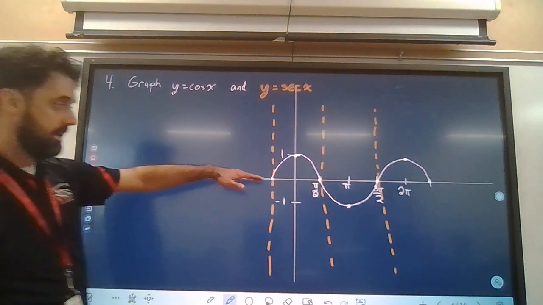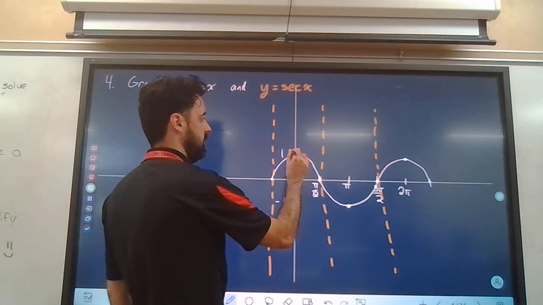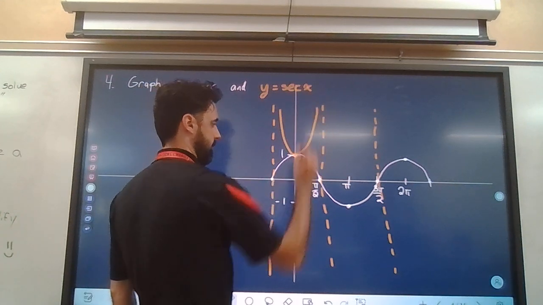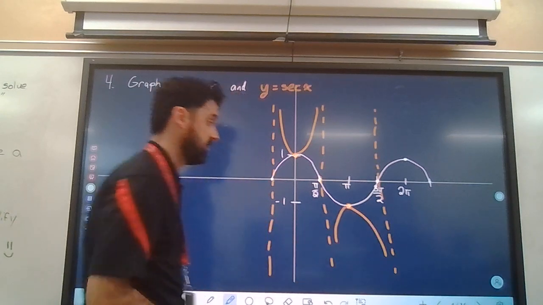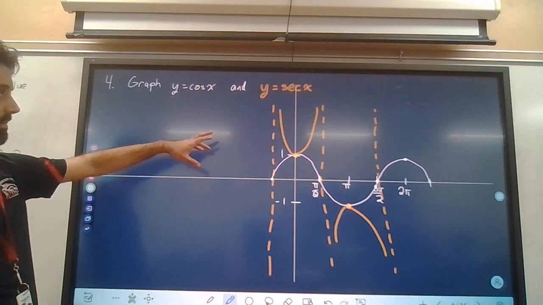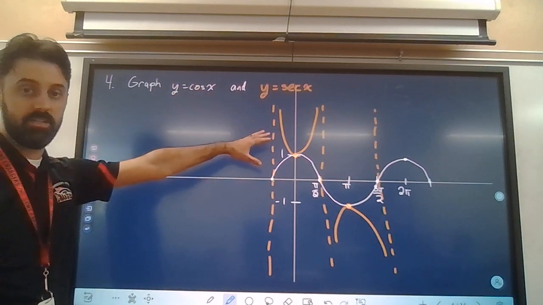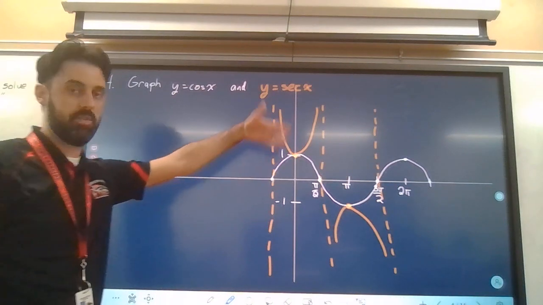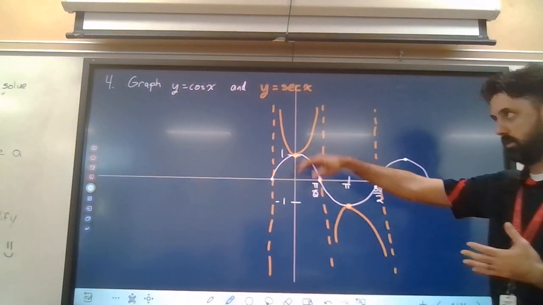All right, anything that's above the midline, the x-axis, this point doesn't move, but everything else flips up. Okay, this point doesn't move, everything else flips down. All right, so that's how I construct secant. If I just think about the secant graph, I don't necessarily have this memorized until I think of the cosine graph, and then I just flip it.